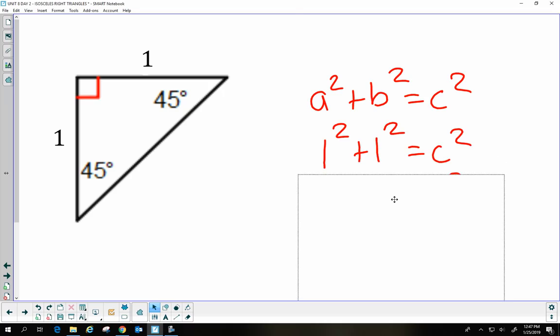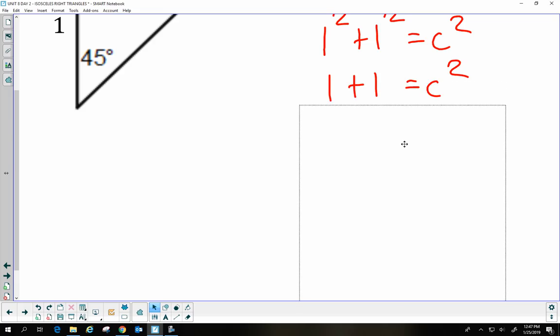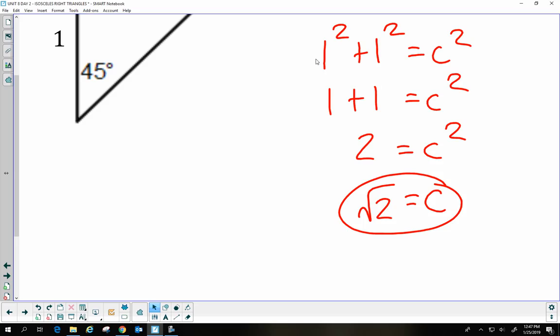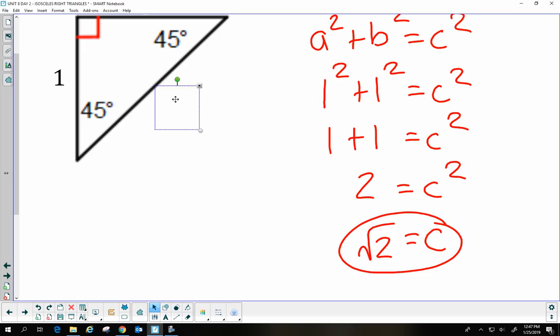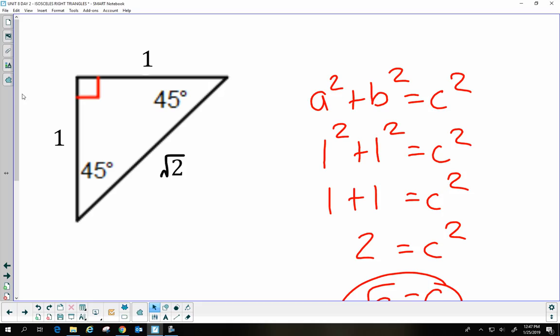So we can use Pythagorean Theorem to figure out how long this hypotenuse should be. We'll plug 1 in for A and B. Simplify. So 1 squared and 1 squared are both 1. Add them together, square root both sides, and we'll find out that the hypotenuse in this right triangle is the square root of 2. This isosceles right triangle with leg lengths 1 and hypotenuse square root of 2 is something we call a reference triangle.